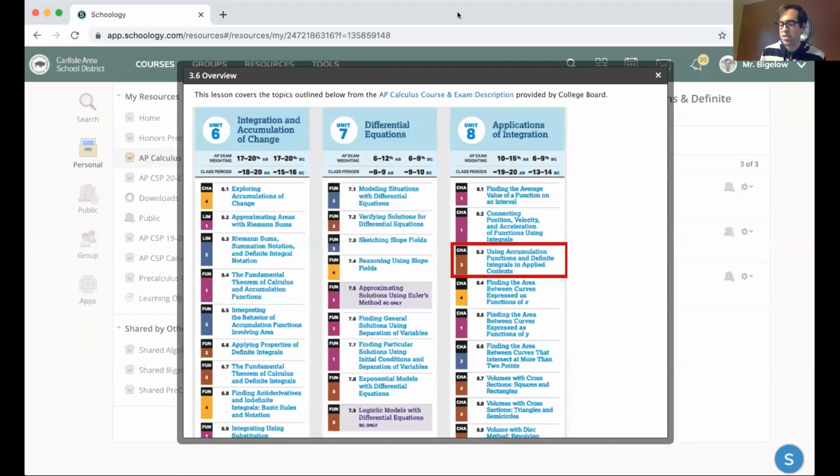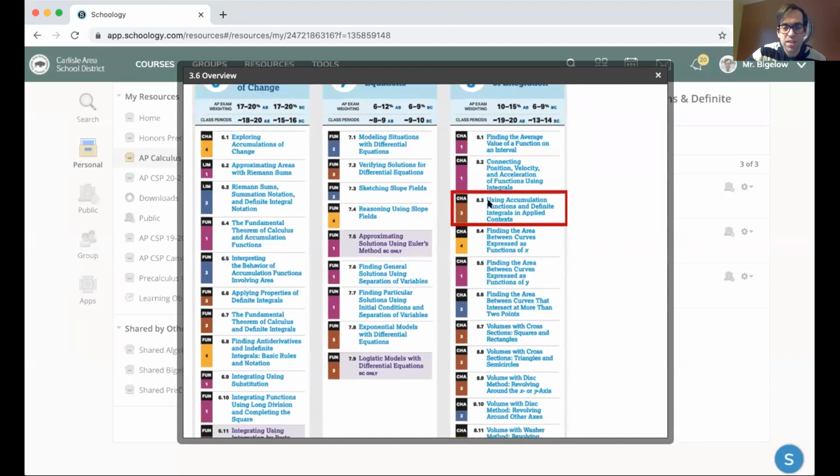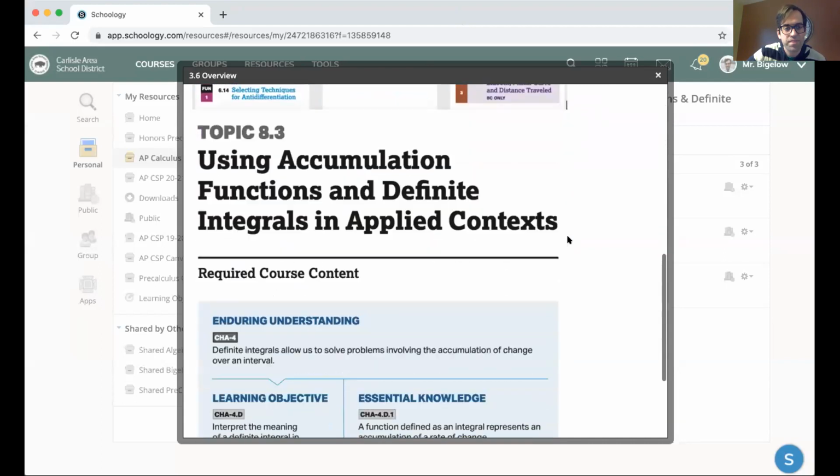Hey Calc BC, welcome to lesson 3.6, Accumulation of Functions and Definite Integrals. This is our third lesson from College Board's Unit 8, Applications of Integration. This lesson in College Board is specifically called Using Accumulation Functions and Definite Integrals in Applied Contexts.